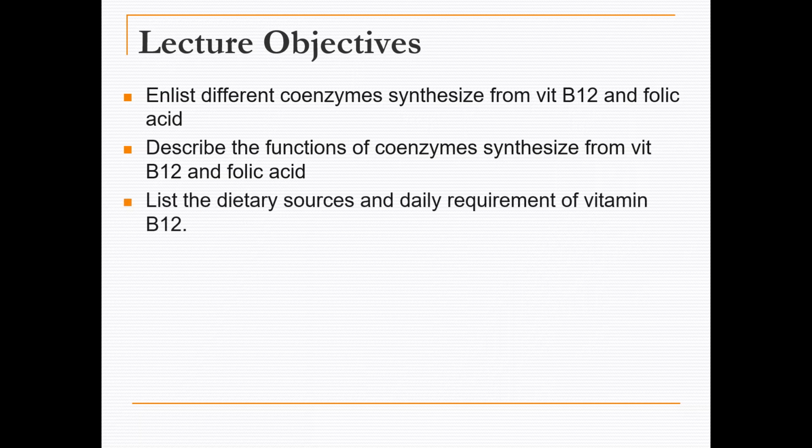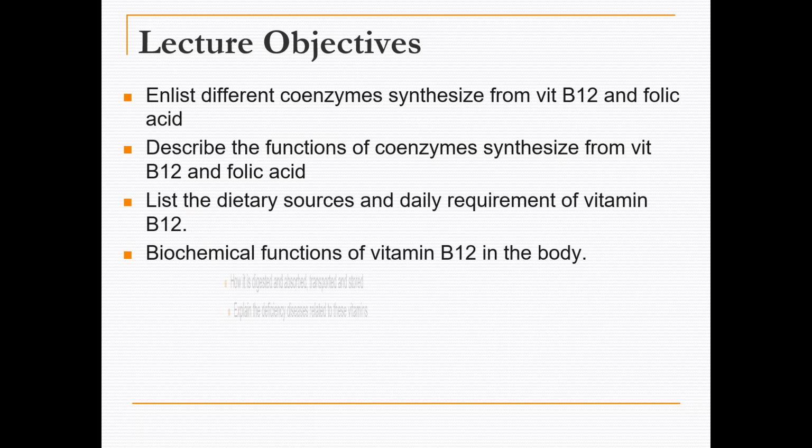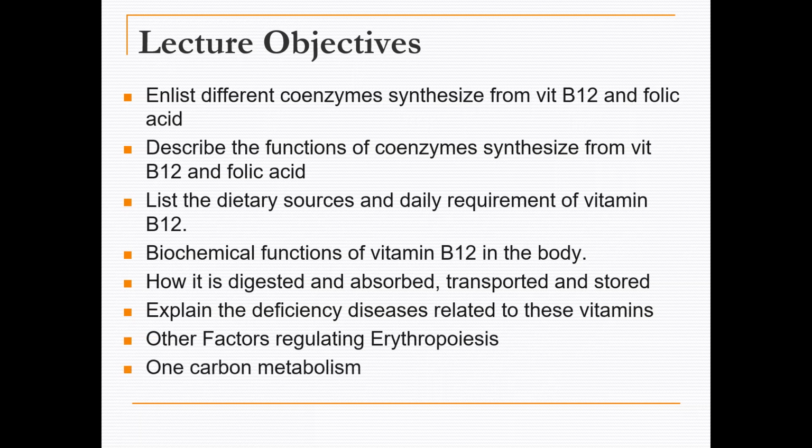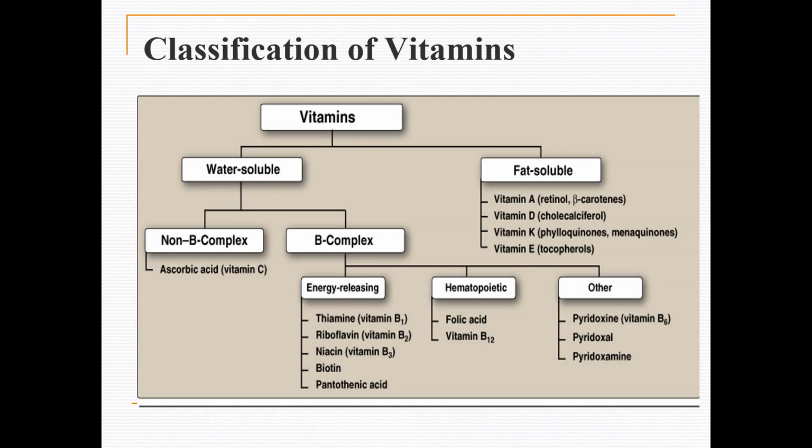Synthesis of vitamin B12 and folic acid, the dietary sources and requirement of vitamin B12, the biochemical function of vitamin B12 and how it is digested, absorbed and transported, the deficiencies, and other factors regulating erythropoiesis and one-carbon metabolism. There are different types of vitamins, water soluble and fat soluble. Water soluble vitamins include non-B complex (ascorbic acid) and B complex: energy releasing, hemopoietics and others.